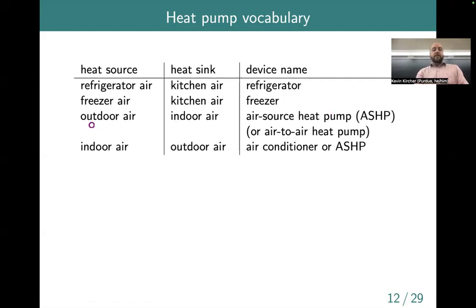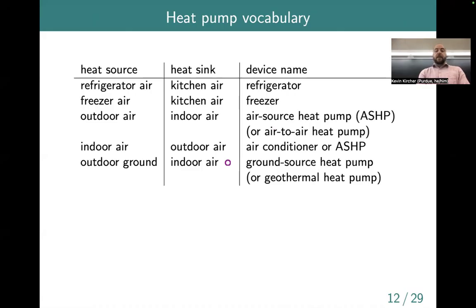If we absorb energy from the outdoor air and deliver it to the indoor air, we call that a heat pump, or an air source heat pump specifically. Sometimes we would call it an air-to-air heat pump. And if we just flip this, absorbing energy from the indoor air and dumping it into the outdoor air, we call that an air conditioner, or again, an air source heat pump just running backwards. If rather than absorbing energy from the air outside, we absorb it from the ground, we would call that a ground source heat pump or a geothermal heat pump.